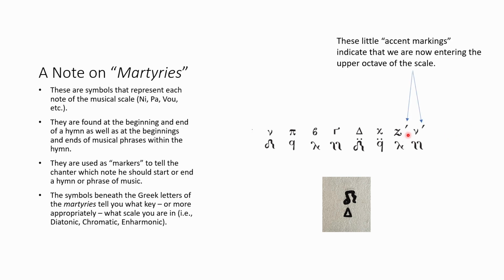So these little accent marks here on these last two martyries indicate that we are now entering the upper octave of the scale. So see, here's low ni, and then here's high ni. And it has that little accent mark there. And this I included here to display what a martyria will look like when it's in the lower octave. So the letter will actually appear beneath the symbol of the martyria. So again, these can be thought of as markers. And you'll see when we start going into some exercises how they're actually used in practice.